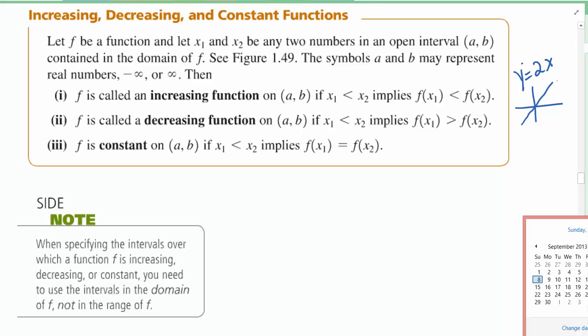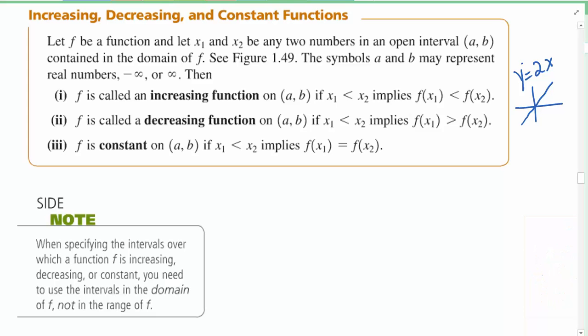As you move from left to right in the x and y, your y values also increase. Now, a decreasing function is kind of like negative 2x. You could think of that function. It goes like this. As you move from left to right for increasing x's, the y's decrease: f of x1 is greater than f of x2. So it's in an increasing manner. The function is constant if the values are always the same.